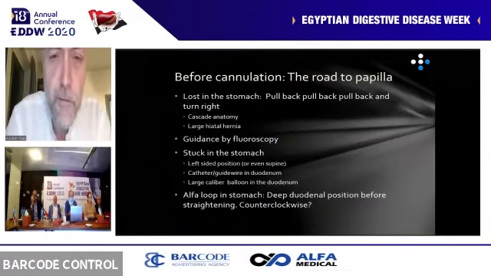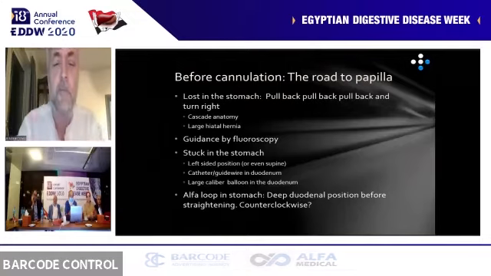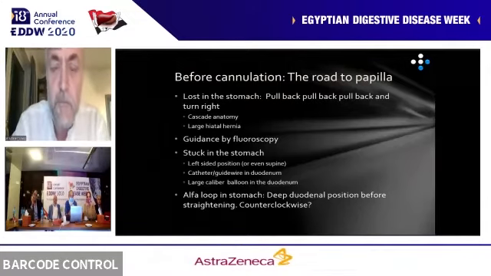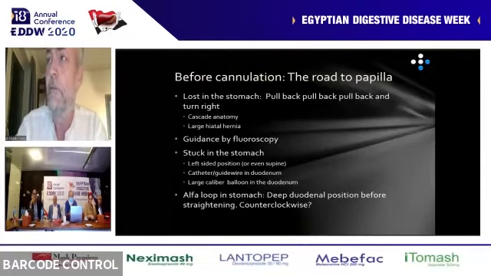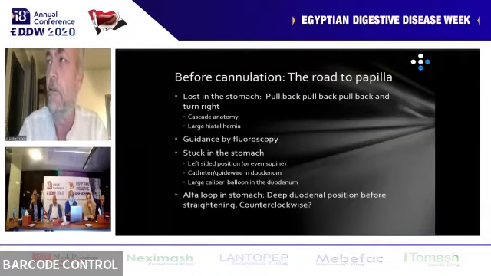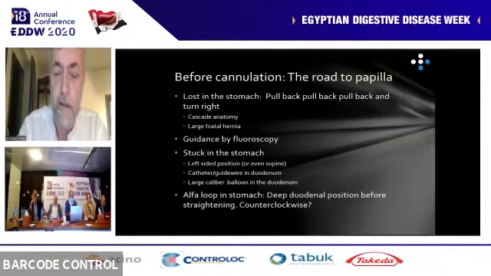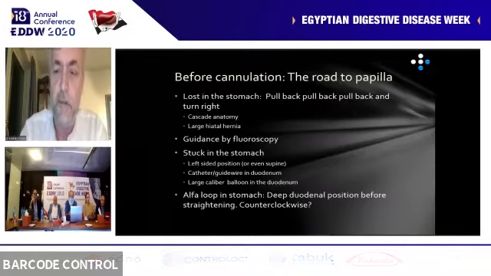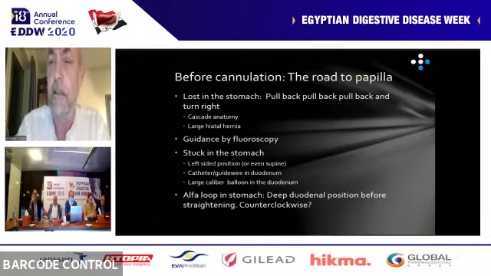Unfortunately, that's not always the case, and I would like to go through some of the elements to improve the likelihood of succeeding. So before you can even get to the papilla, you have to get to it. These are some general ideas of how to succeed with that. And I think for novices in ERCP, you may struggle navigating the stomach in a side viewing endoscopy situation.